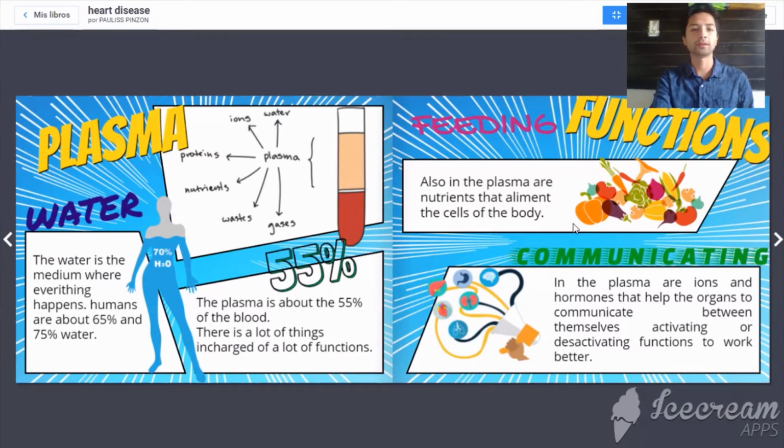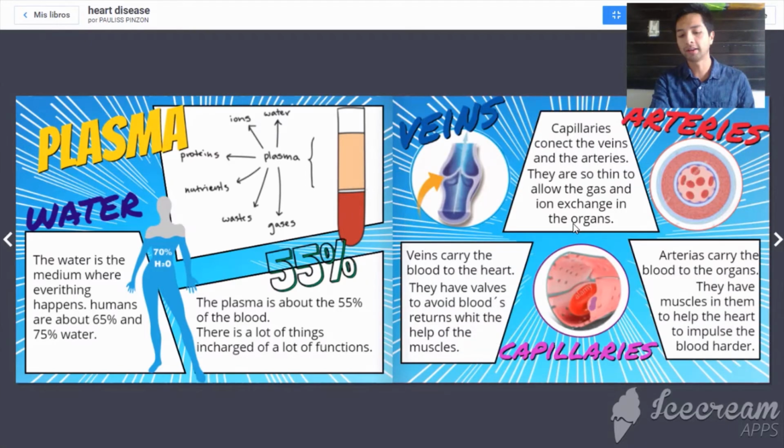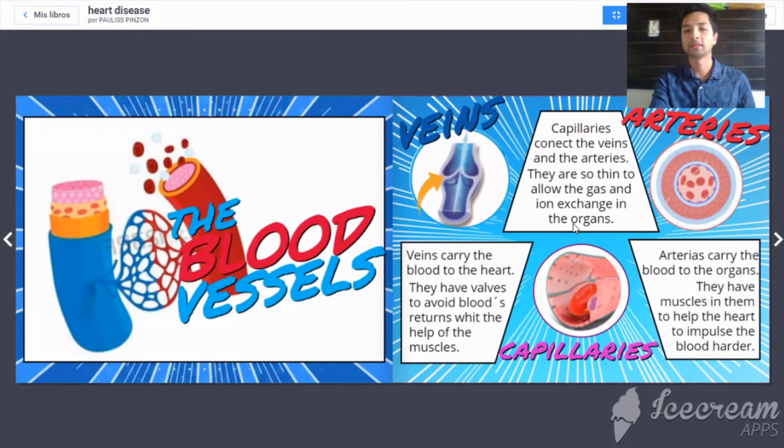We have the engine, we have the blood, and now we need the blood vessels, our cables to communicate. The first kind of blood vessel is the vein. The veins carry the blood to the heart from the organs. They have an intelligent design: they have valves inside that help to avoid the blood's return. And when you contract your muscle, it helps to contract the vein and send this blood to the heart. They are connected with the arteries by the capillaries.